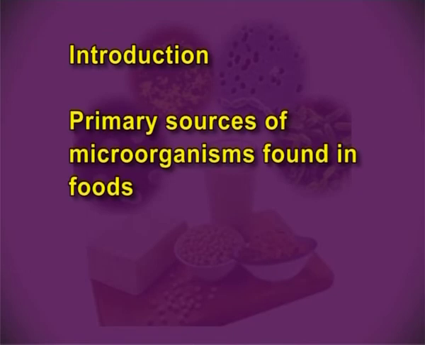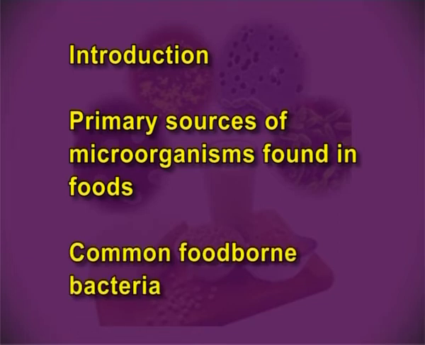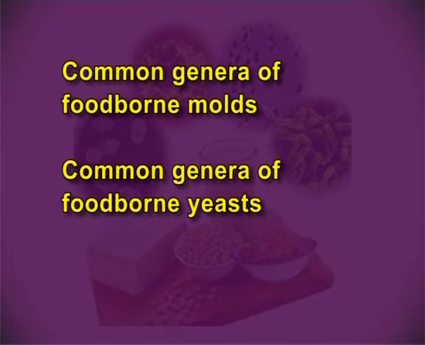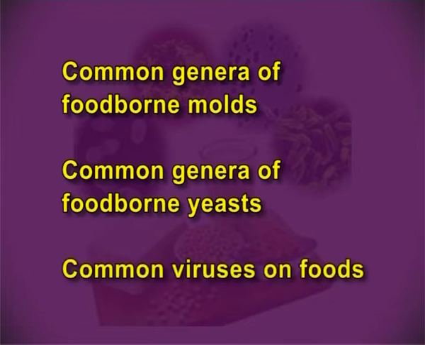Today, we shall discuss the topic microorganisms in foods, under the subheadings: 1. Introduction, 2. Primary sources of microorganisms found in foods, 3. Common foodborne bacteria, 4. Common genera of foodborne molds, 5. Common genera of foodborne yeast, and at last, 6. Common viruses on foods.